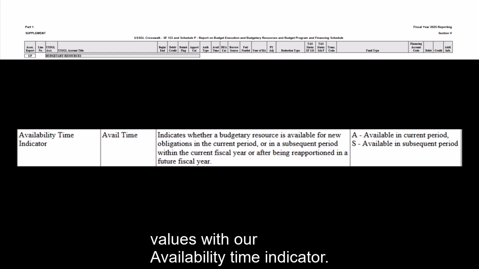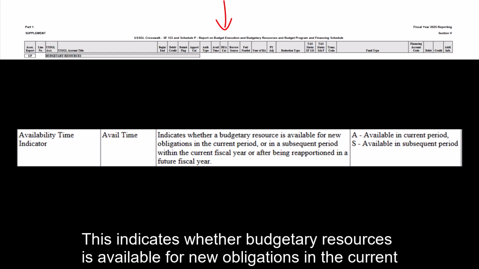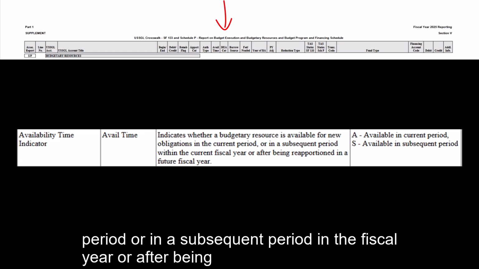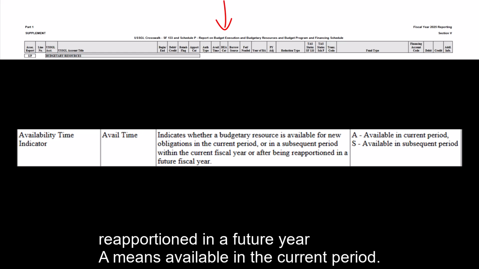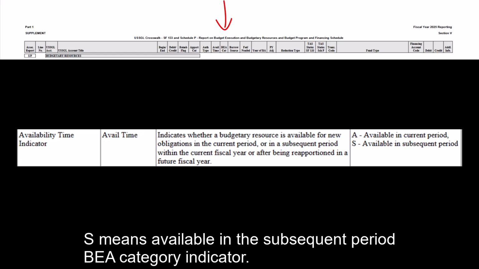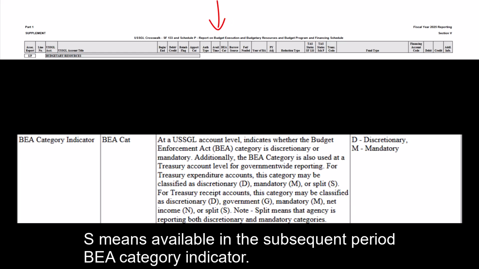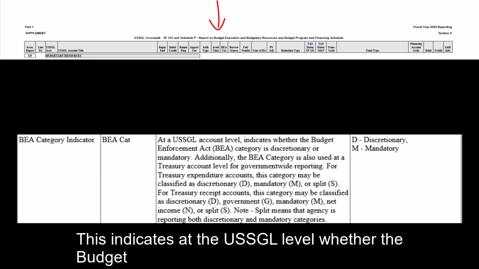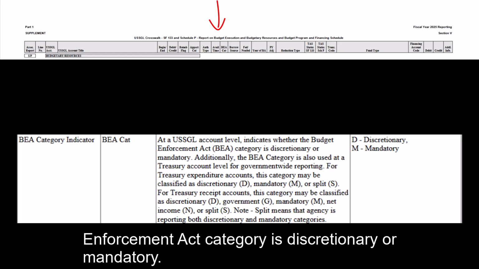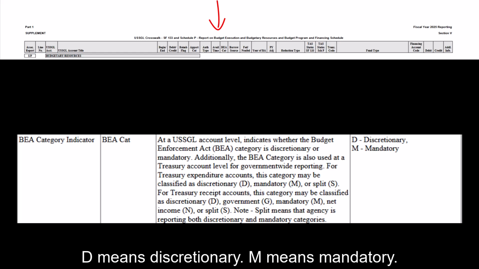Availability time indicator. This indicates whether budgetary resources is available for new obligations in the current period or in a subsequent period in the fiscal year, or after being reapportioned in a future year. C means available in the current period. S means available in the subsequent period. BEA category indicator. This indicates at the USSGL level whether the Budget Enforcement Act category is discretionary or mandatory. D means discretionary, M means mandatory.